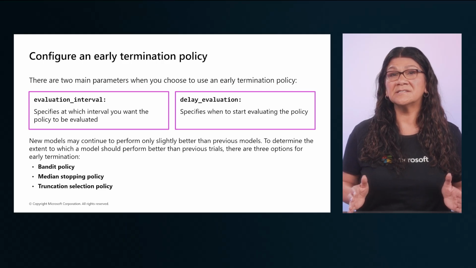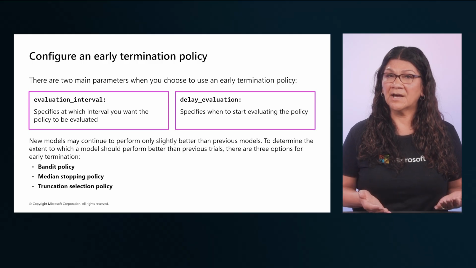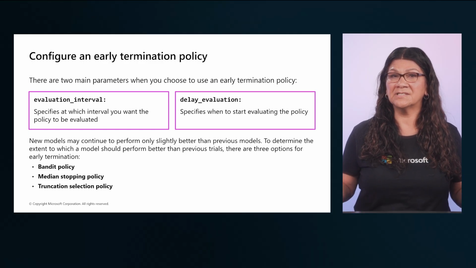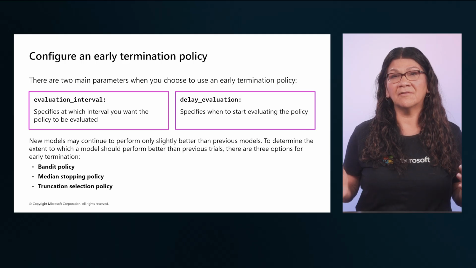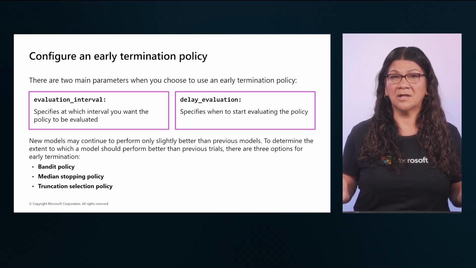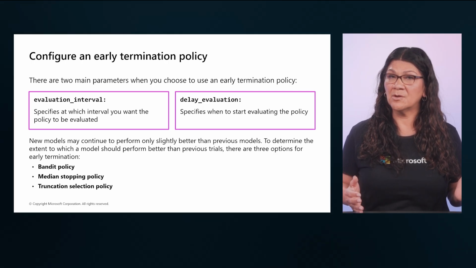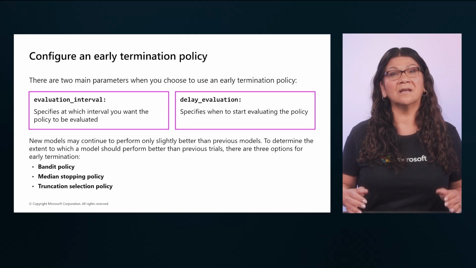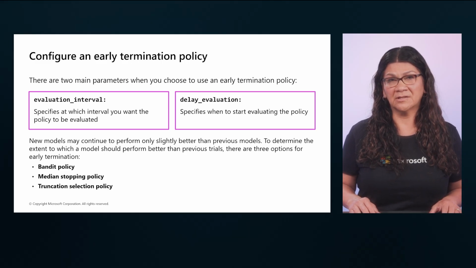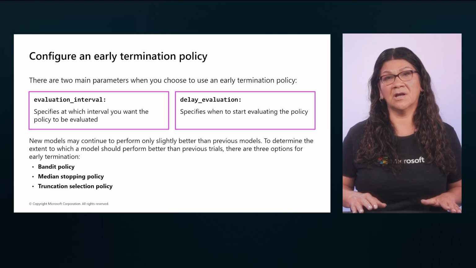There are three decision strategies. A bandit policy drops trials that fall outside of a specified slack range of the current best model. A median stopping policy, which halts runs that perform worse than the median of completed trials, and a truncation selection policy, which removes the lowest performing percentage of runs.